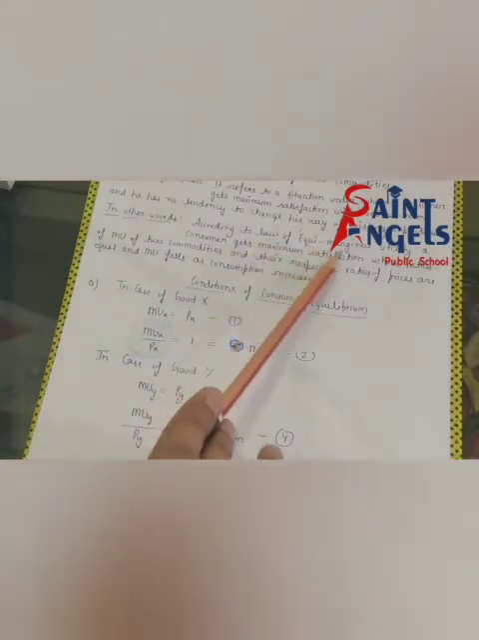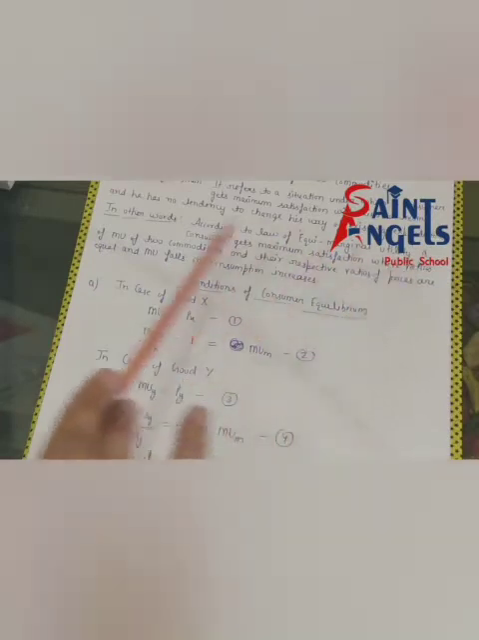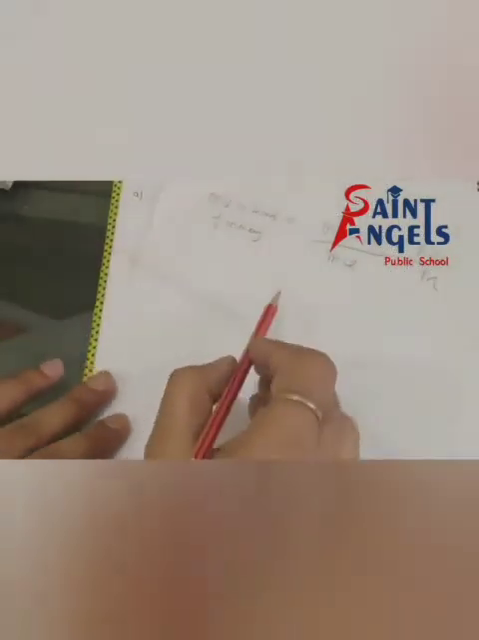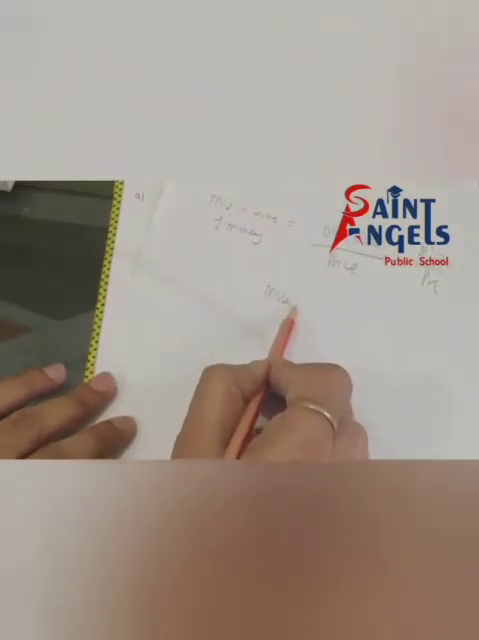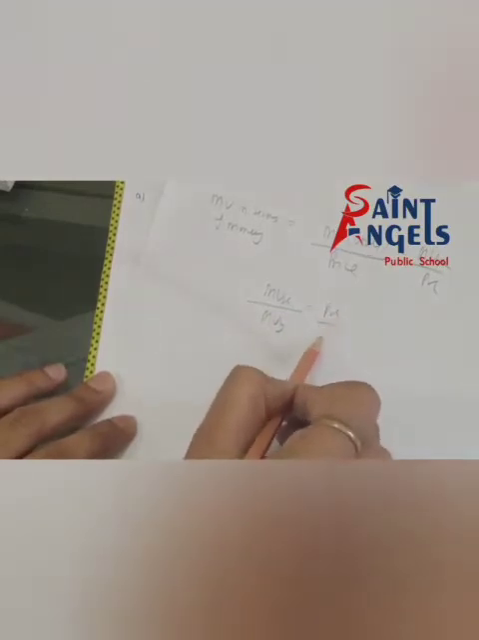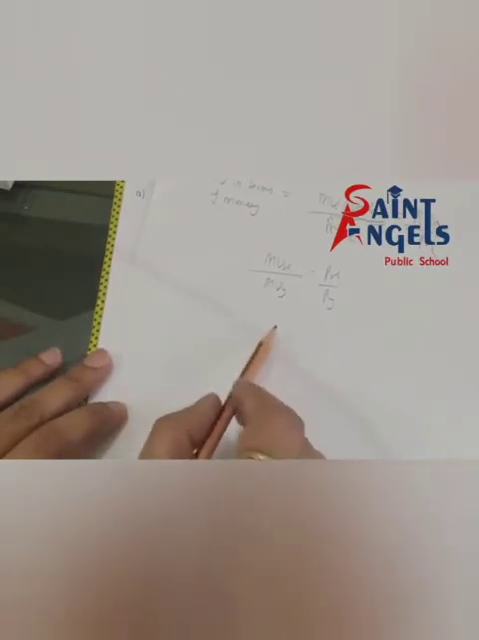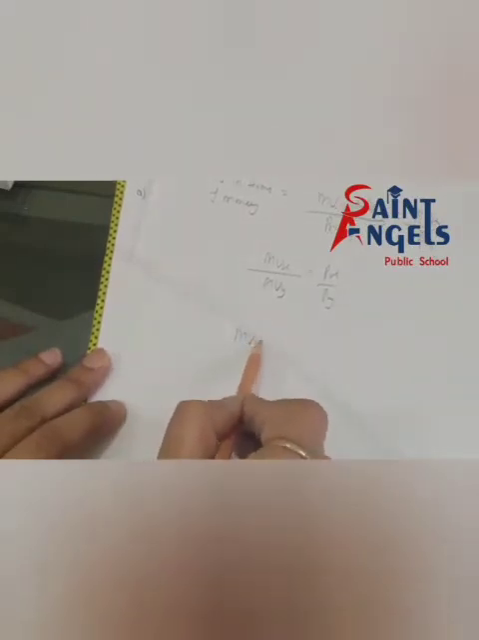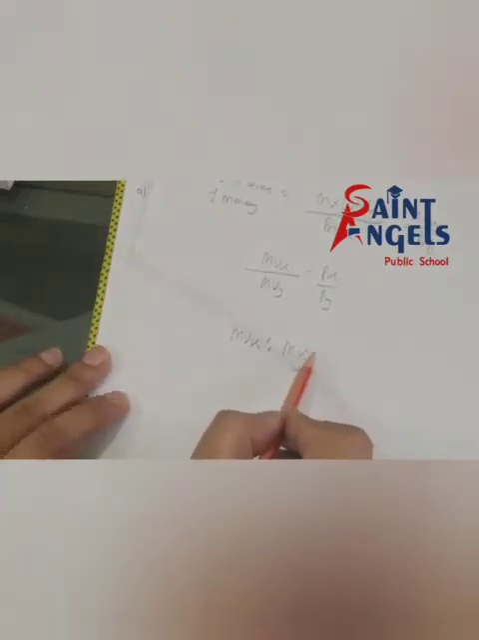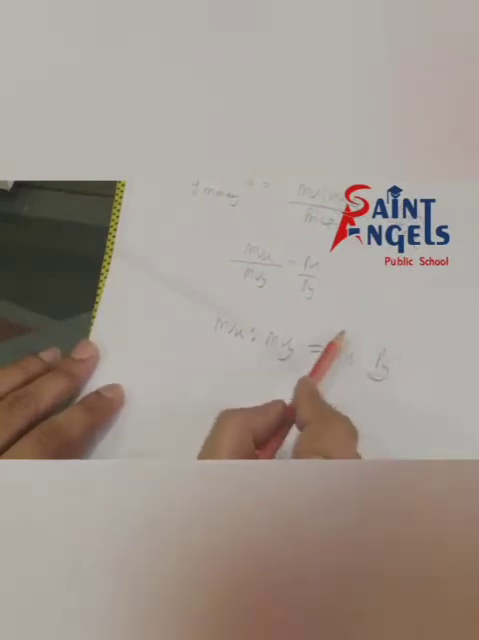According to the law of equimarginal utility, a consumer gets maximum satisfaction when the ratios of MU, that means MU x upon MU y, is equal to Px upon Py. I can write this fraction like this: MU x ratio MU y is equal to Px ratio Py.